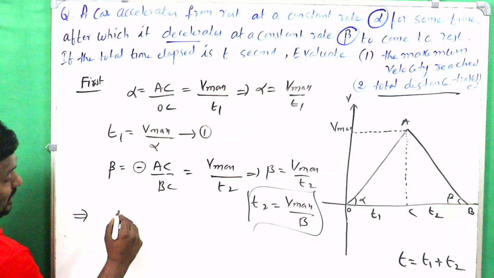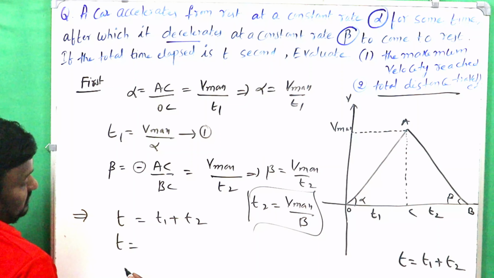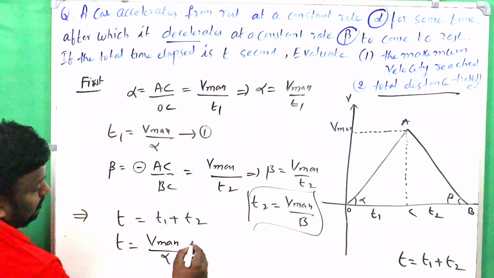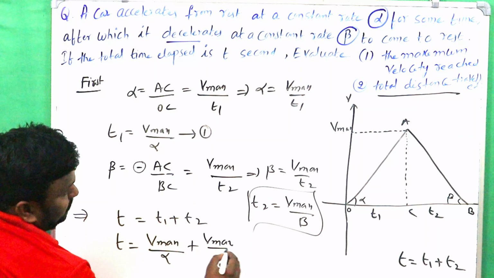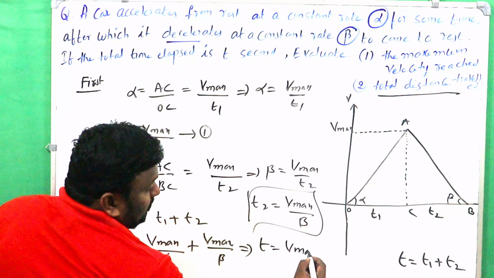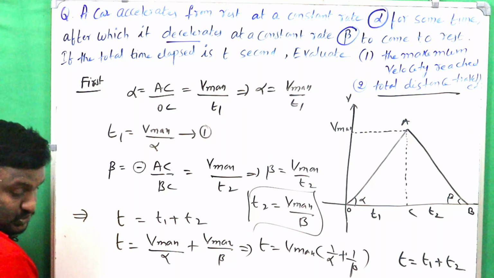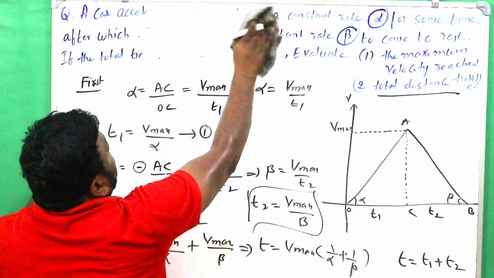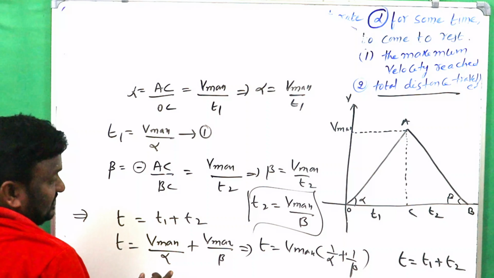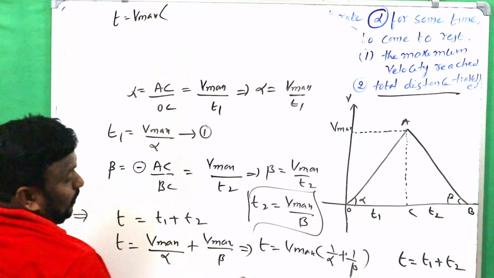Now the total time t is equal to t1 plus t2. Then t is equal to V maximum by alpha plus V maximum by beta. That implies t is equal to, V maximum being common, 1 by alpha plus 1 by beta. Here we need some space, that's why I'm erasing this. Then t is equal to V maximum of 1 by alpha plus 1 by beta.